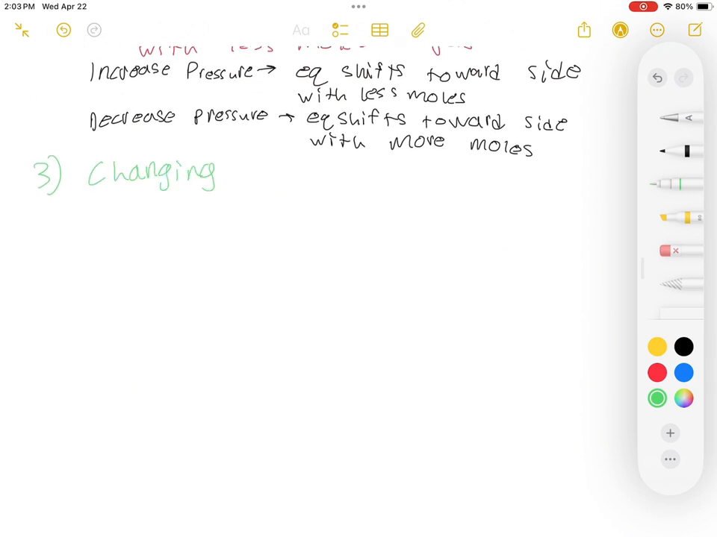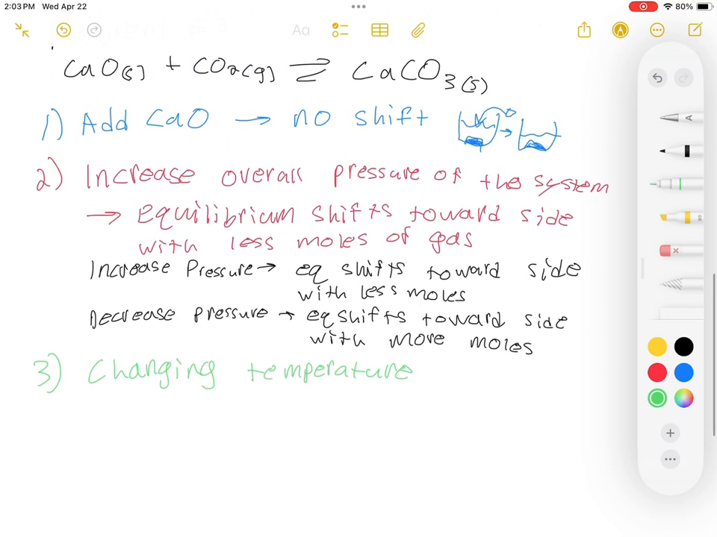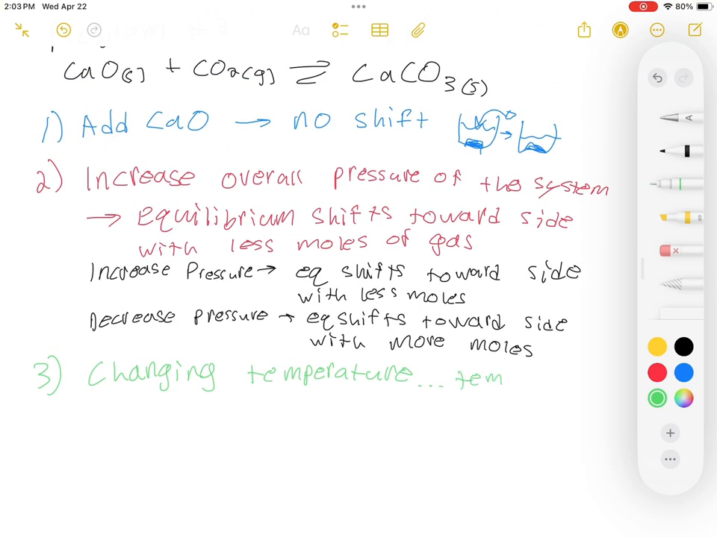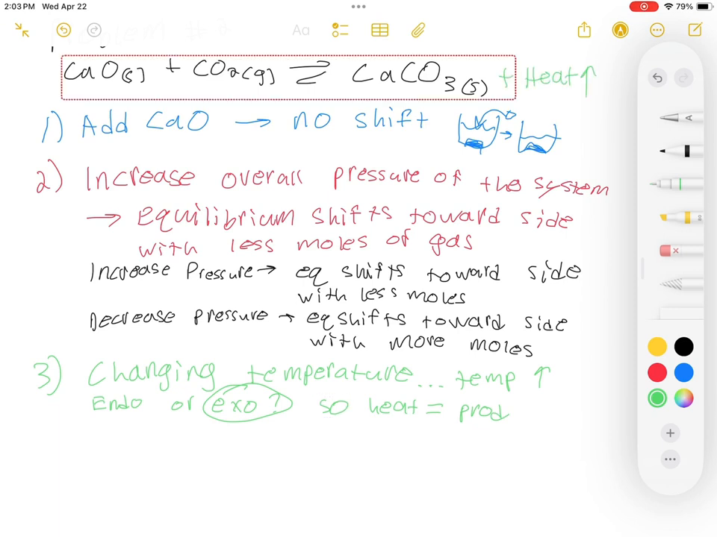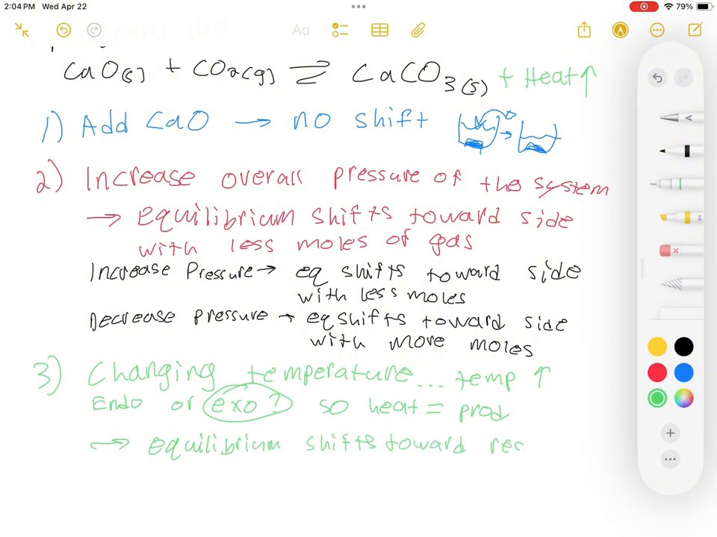And the last stressor we will do for this problem is changing the temperature. So we're increasing it. Pause now if you want to try on your own to see if it's endo or exothermic. The system is exothermic, so heat is going to act as a product. So if we're increasing the heat, which is on the product side acting as a product, we will have the equilibrium shift toward the reactants.